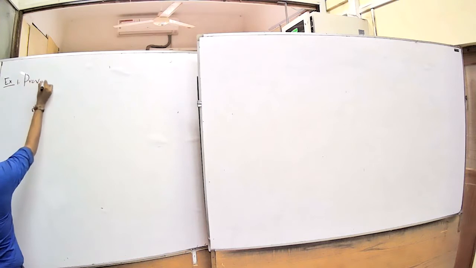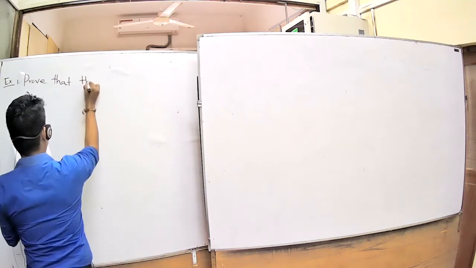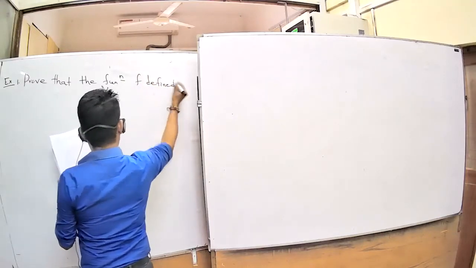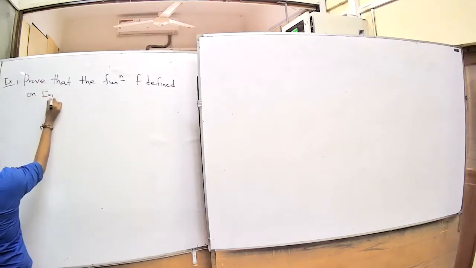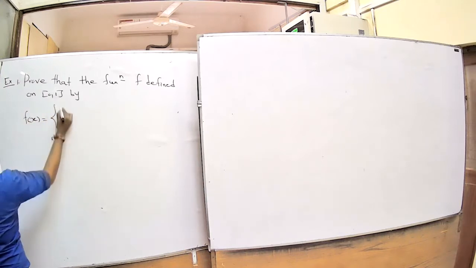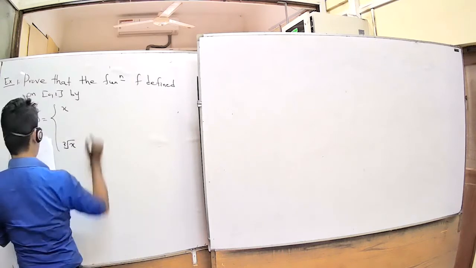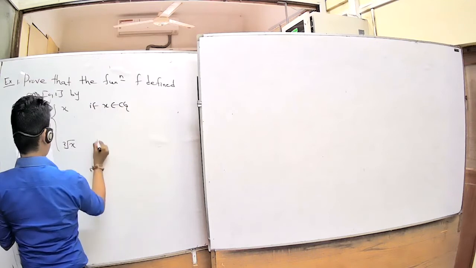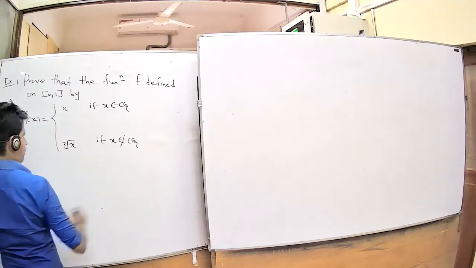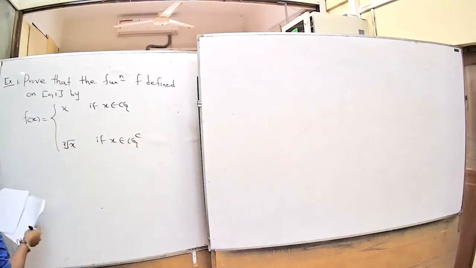Prove that the function f defined on [0, 1] by f of x equals cube root of x if x belongs to the rational numbers, otherwise, if x does not belong to the rational numbers, you will write the complement.